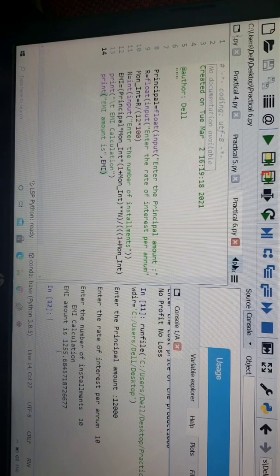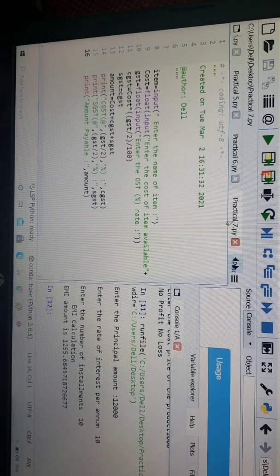Now let's have a look at the 7th program, that is the GST, how you can calculate the GST. See students, here you'll find many different formulas, but according to my understanding of GST, the state is also collecting GST from us and the central government is also collecting, and in total it is 18%, right? And we are getting half of it.